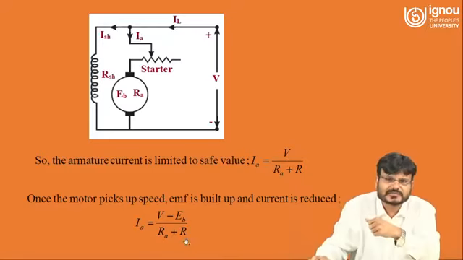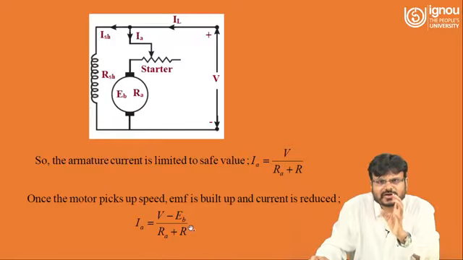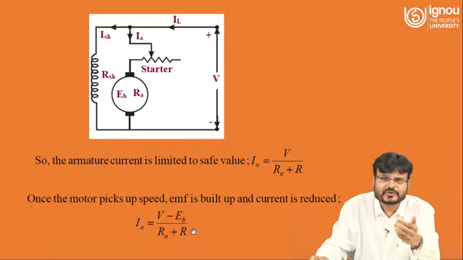Here you can understand by this formula, IA is equal to V minus EB upon RA plus R. So what will you do? Because in the starting you are inserting the total resistance in series with the armature. Now as the speed is increasing, that means back EMF is increasing. At the same time, you will try to decrease this extra resistance in series with the armature.